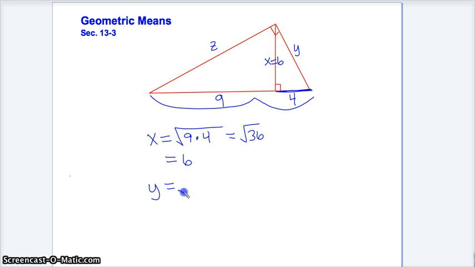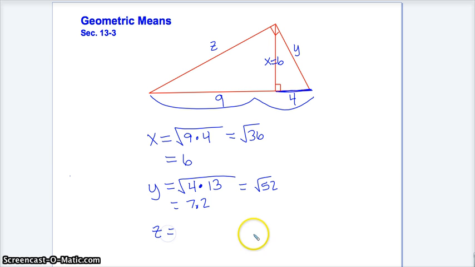So the equation that I'll set up for y is the square root of 4 times 13. And again, the reason I have 13 is because that's the length of the hypotenuse of the large right triangle. So I do 4 times 13 and get 52. I then take the square root of 52 to get my answer, which is about 7.2.